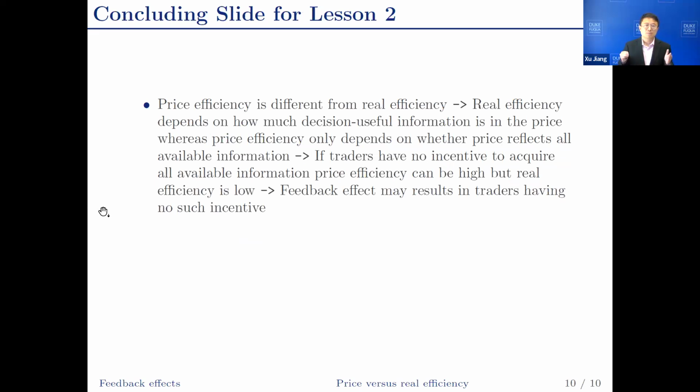So to conclude, price efficiency is different from real efficiency. Real efficiency depends on how much decision-useful information is incorporated in the prices so that the firm can make better real decisions. But price efficiency only depends on whether price reflects all the available information. So if traders choose not to acquire information, then price is going to reflect that there is no private information in the price. So price efficiency is going to be high, but real efficiency is going to be low.